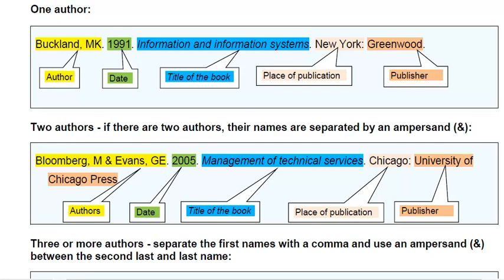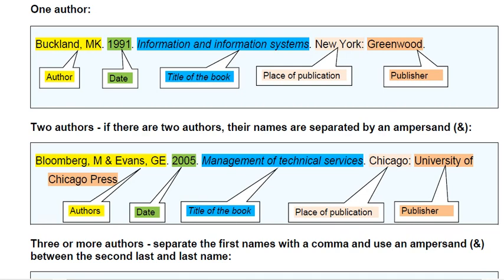Then there's a colon. No full stop this time around and no comma this time around. It's a colon. Then you write the publisher, which is Greenwood in our example here.